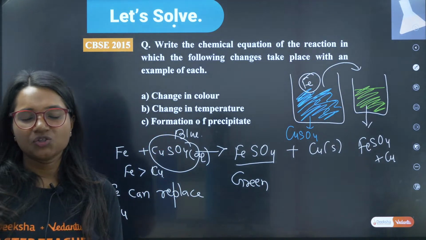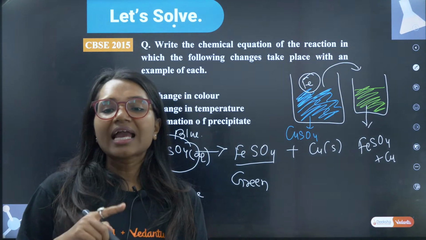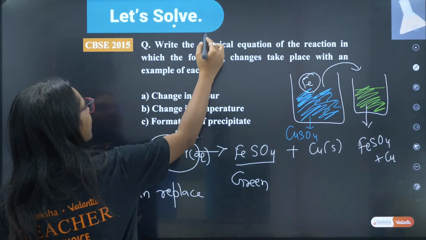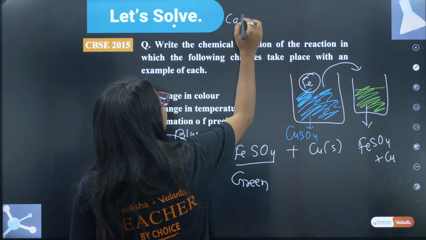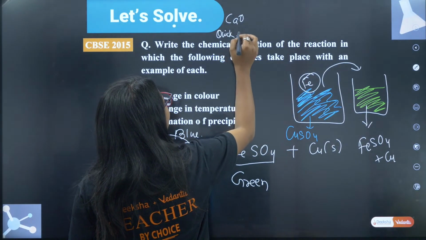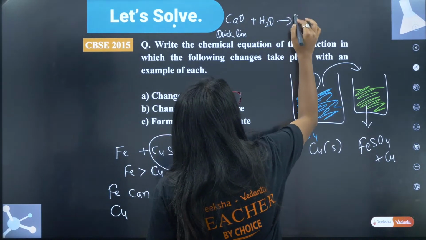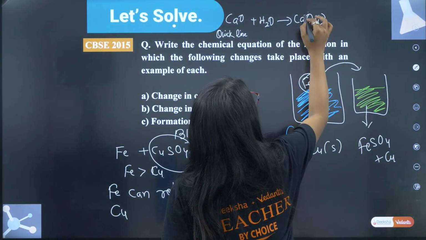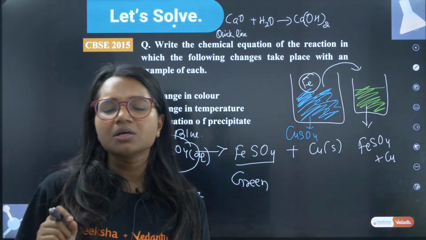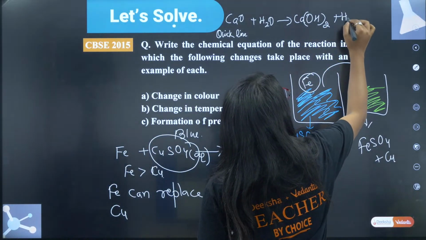Change in temperature. Which reaction can show the change in temperature? Calcium oxide plus water. Calcium oxide is quicklime, right? In this you will add water. It will convert into calcium hydroxide and what? It will convert into calcium hydroxide plus H2 gas plus heat.